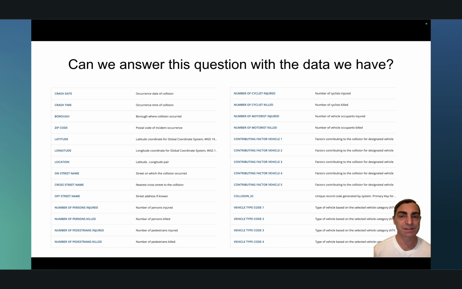So here is a little snapshot of all the variables that exist in this data set. There are many, many of them. So for instance, we have information about the crash date, the crash time, the borough, the zip code, the latitude and longitude where the collision happened, and many other pieces of information.